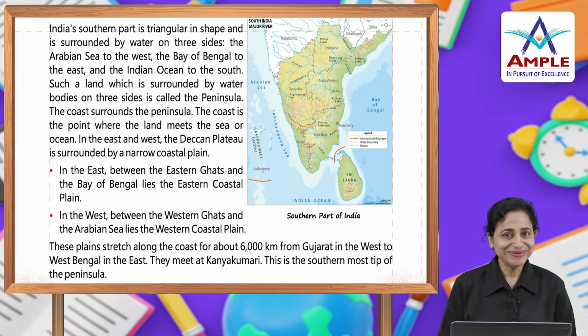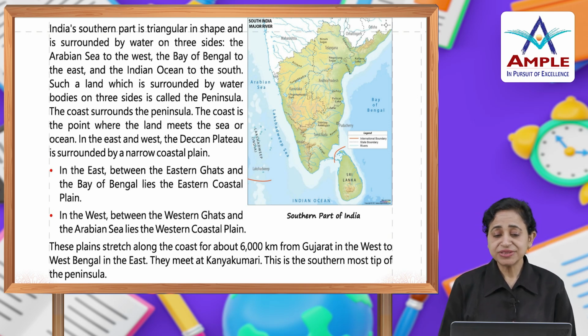बच्चों please note down, है ना? आपकी बहुत हेल्प होगी एक्सरसाइज करने में. Such a land which is surrounded by water bodies on three sides is called the peninsula. The coast surrounds the peninsula. The coast is the point where the land meets the sea or ocean.